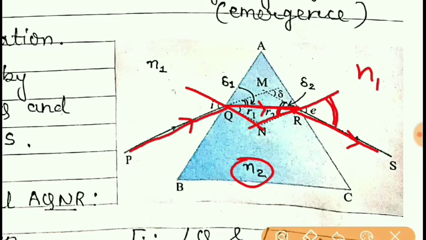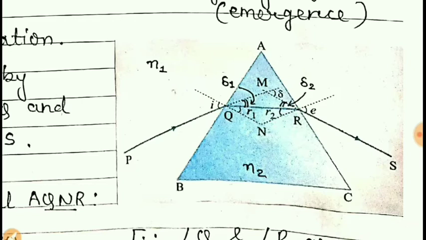So now students, let us call this angle the emergent angle E. So this is the incident angle, and this is the emergent angle E. Here this is the angle of prism. This A is the angle of prism. And now here, the angle of deviation.